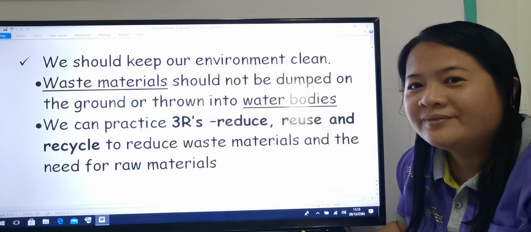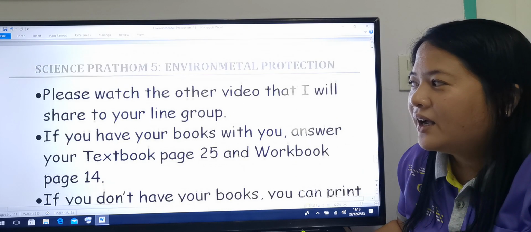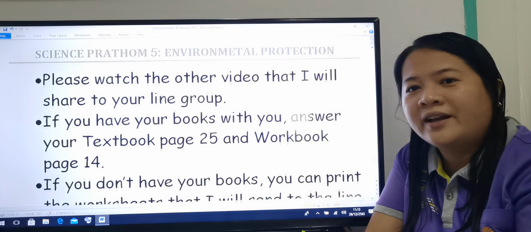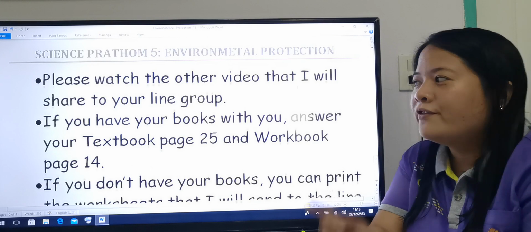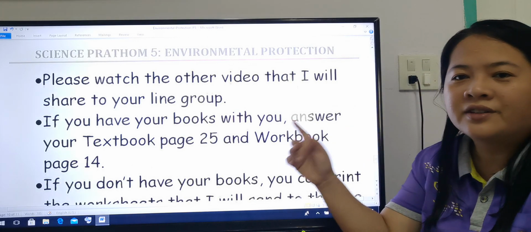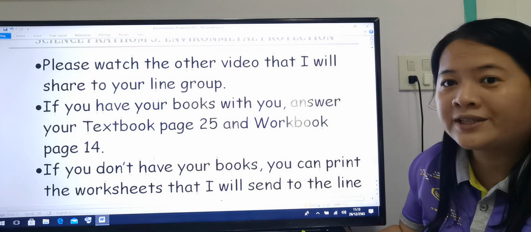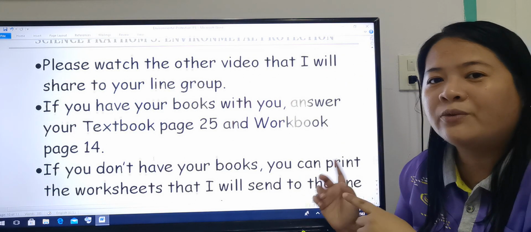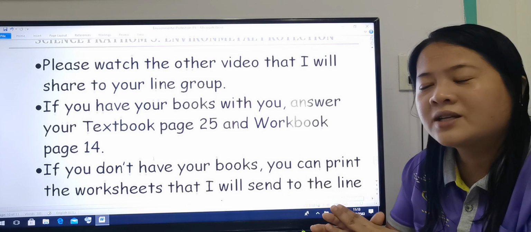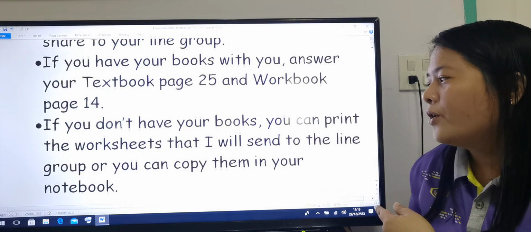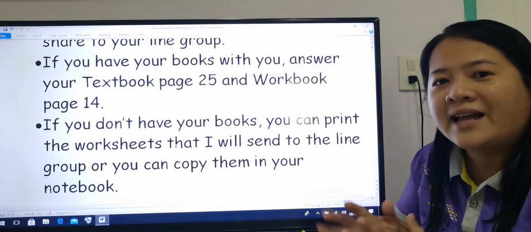Okay, please watch the other video that I will send to you in your Line group. If you have your workbooks with you, answer your textbook, page 25, and your workbook, page 14. Okay, 2 pages. I will send a copy of these pages. If you do not have your books with you, you can print the worksheet or copy it in your notebook and answer them.